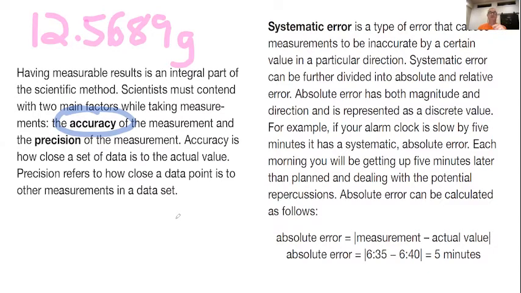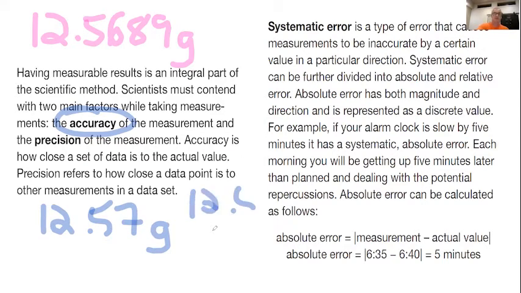It's good up to, like, 2 digits past the decimal, but certainly not 4. So if you were to measure it and get 12.57 grams, that would be extremely accurate, right? If you were to measure 12.52 grams, that'd be less accurate. And if you got 12.04 grams, that would be really, really inaccurate.